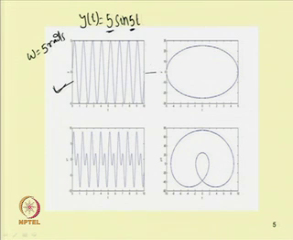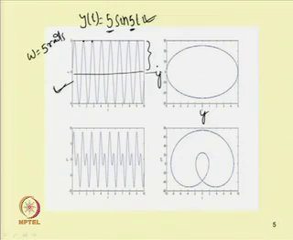The amplitude is shown here; this part is the amplitude of the periodic response. This is the zero line. By taking one cycle, from this to this, one can find the time period. This is the minimum time period. One can find the time period and the corresponding response, and also plot the phase portrait by plotting y versus y dot. So, this is for a single periodic response.